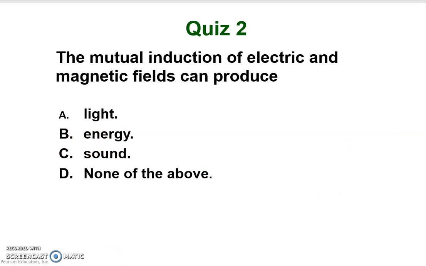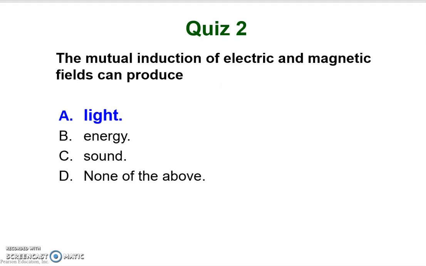So now let's have another conceptual quiz. So therefore, the answer is the light. No matter whether you induce an electric field or a magnetic field, once you induce one of them, you produce the other one, and then because of the fluctuation of that, you can produce the light.